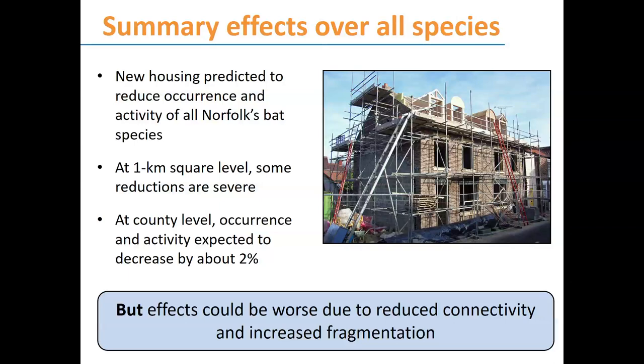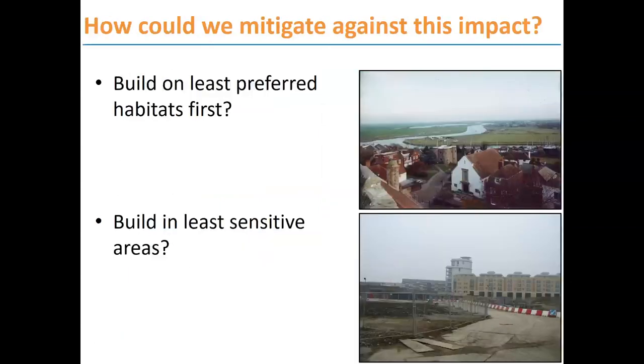And at the 1 kilometre square level, we found some of these effects were quite severe. So you get up to a 98% reduction in the occurrence of a particular bat species. But then when you look over the county level, these effects get quite diluted. So the decrease in the occurrence and activity goes down to about 2%. However, we haven't accounted here for the effect of reduced connectivity and increased fragmentation. So the effects might actually be much worse than we've thought about here.